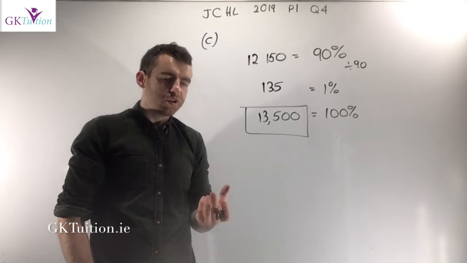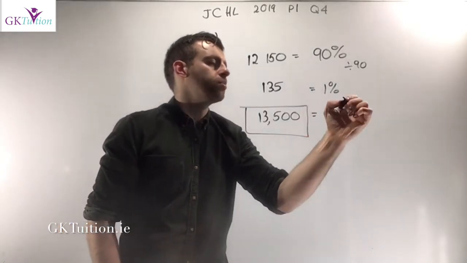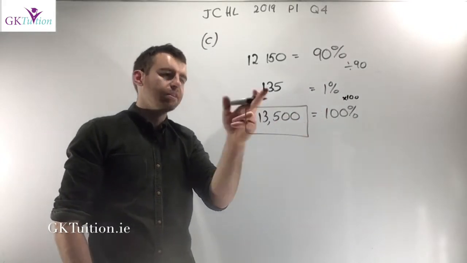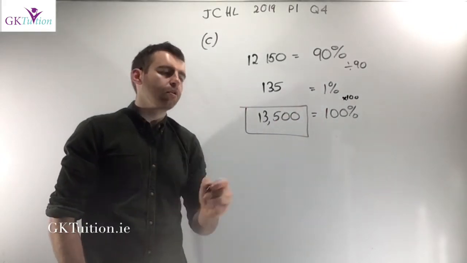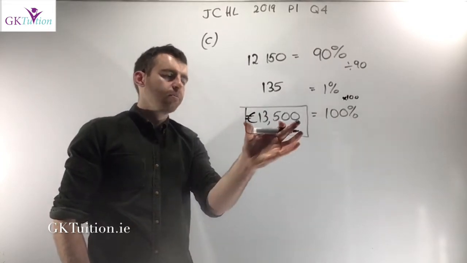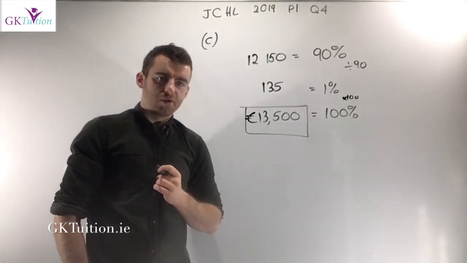So to work out 100% of the original value, you multiply both sides by 100. Because 1 multiplied by 100 gives you 100%. 135 multiplied by 100 gives you €13,500. So originally the bike must have had a value of €13,500.